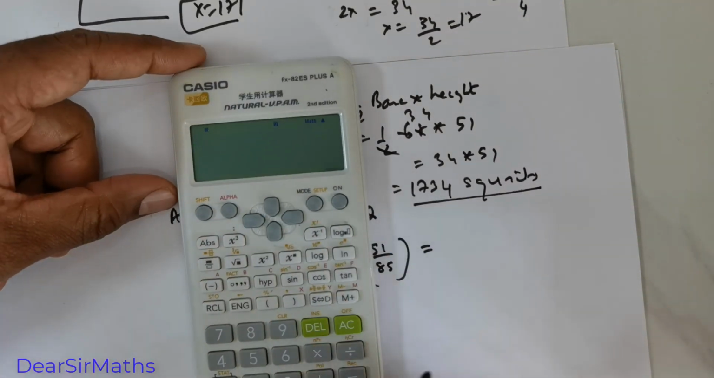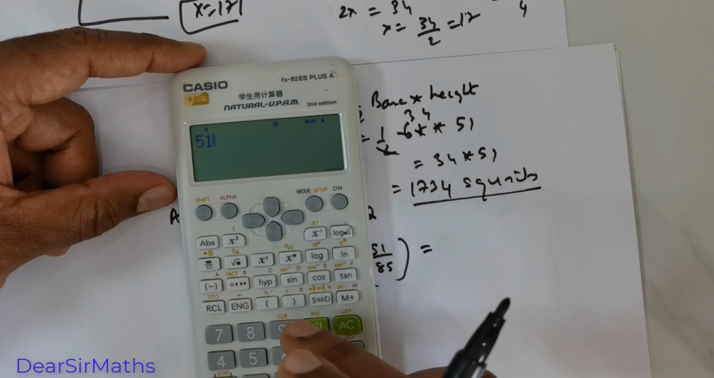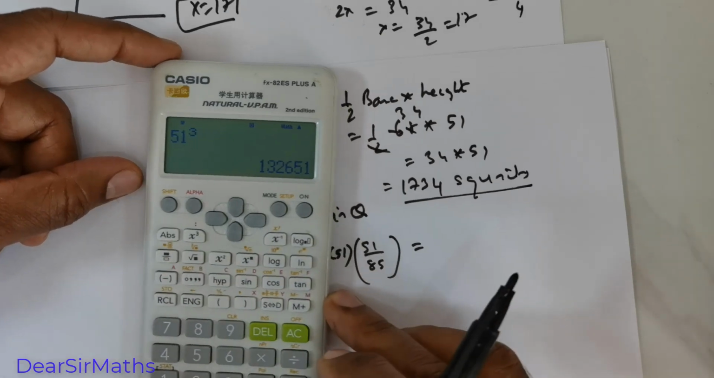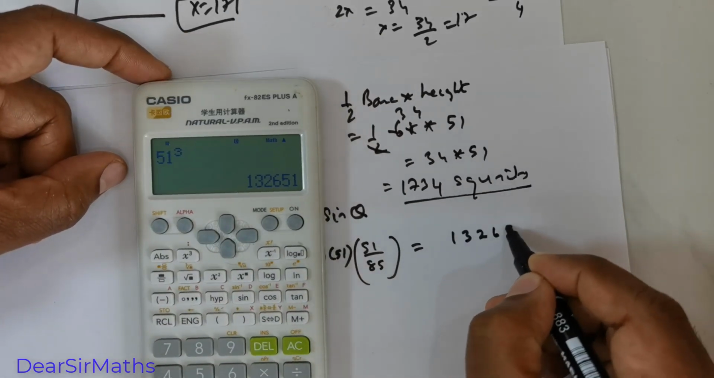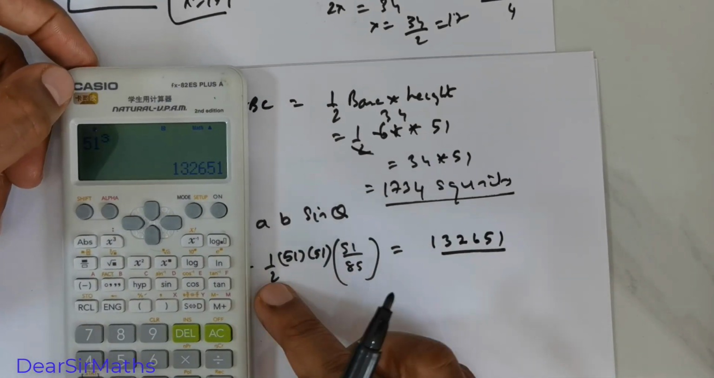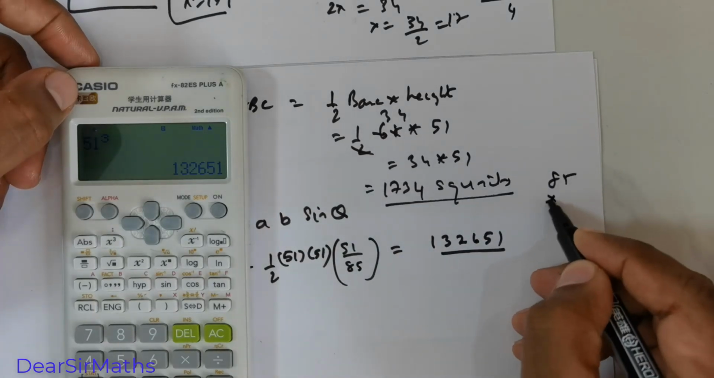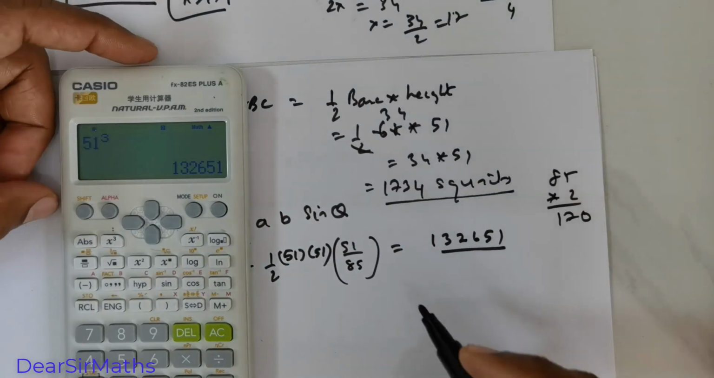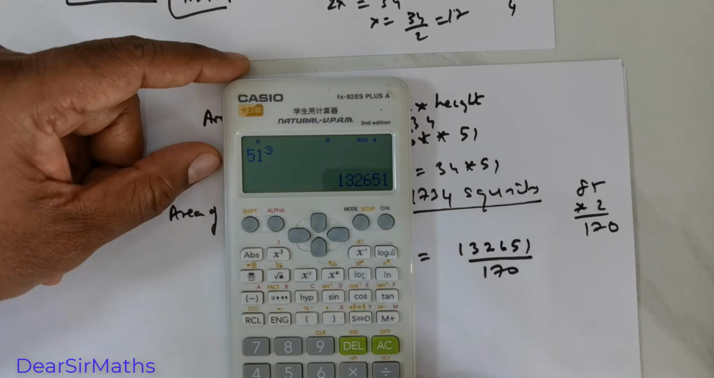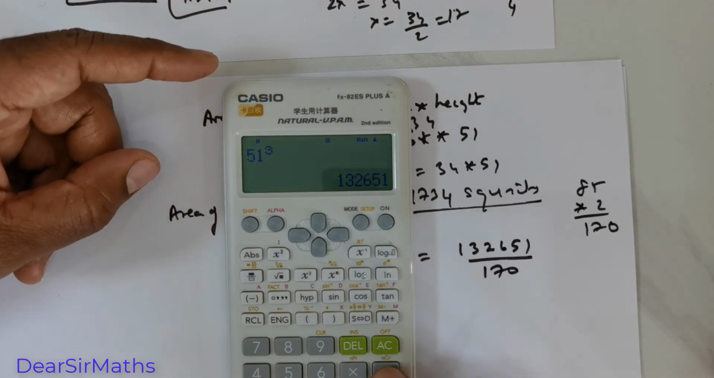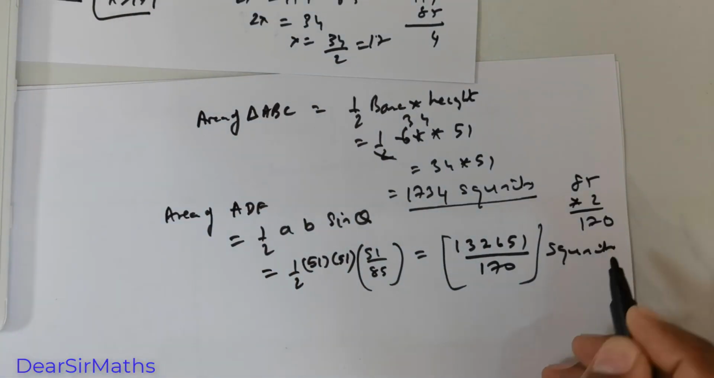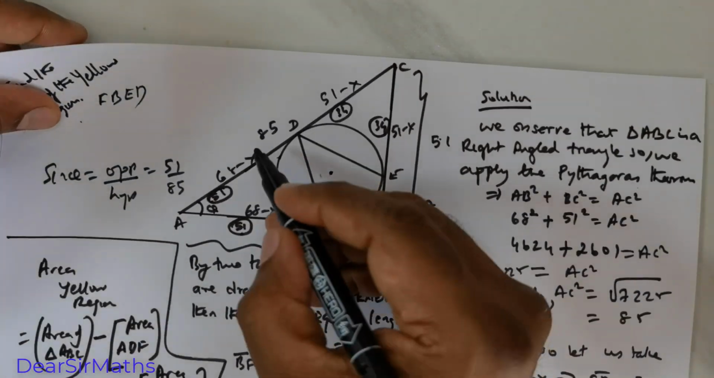So this is going to be 51 to the power of 3, which gives 132651, divided by 85 times 2. Let me calculate that: 85 times 2 is 170. So I divide this by 170. This is in square units. That is for this part.